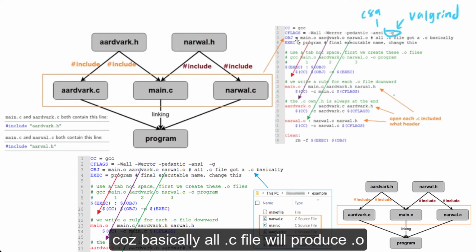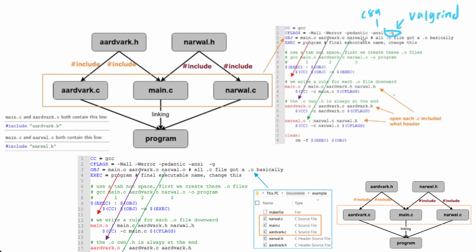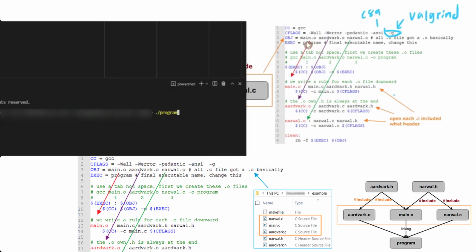OBJ is equal to, you see these .c files, whatever .c file you write becomes a .o. This hash is a comment. As you can see in my comment, all the .c files, when you compile them, become object files. So our object files consist of main.o, awk.o, and nawal.o. After you finish writing the OBJ, lastly, you change the EXEC, the final executable name, as this one.